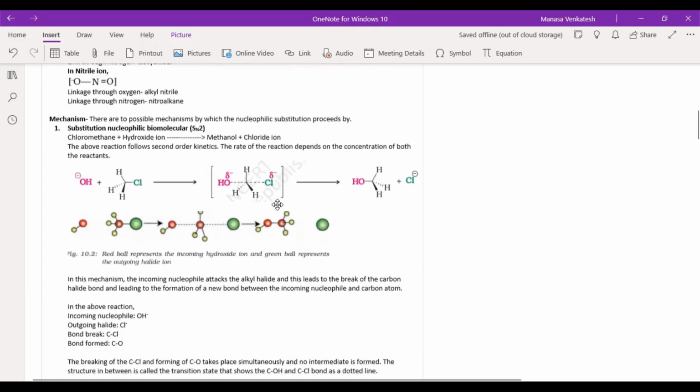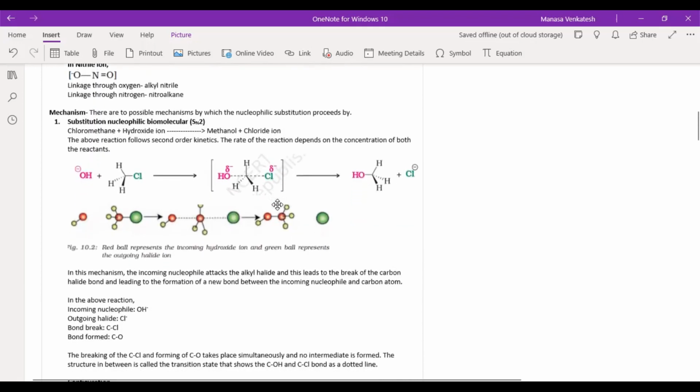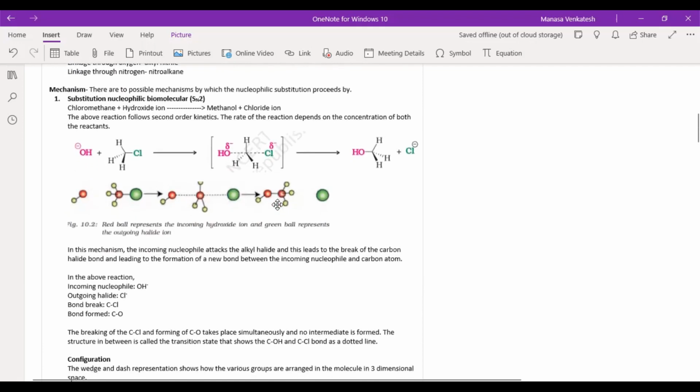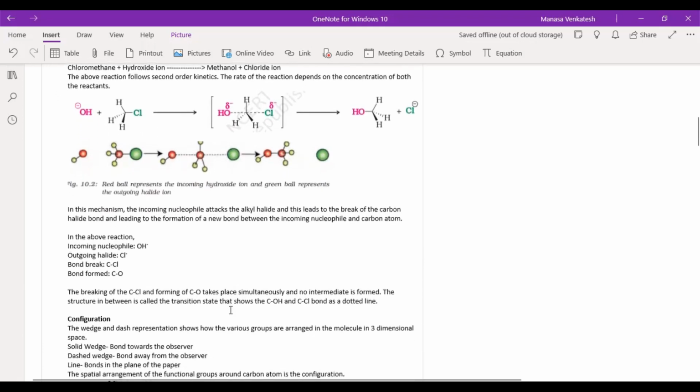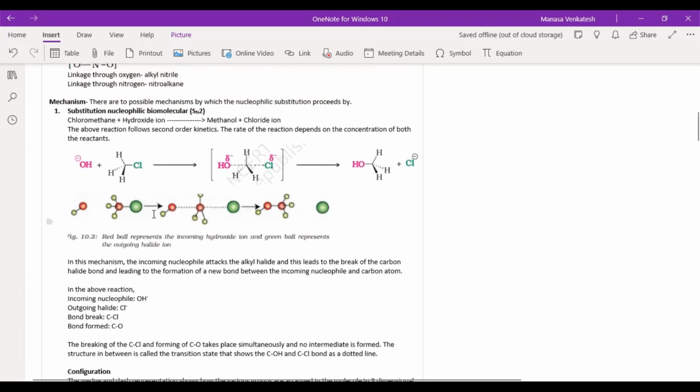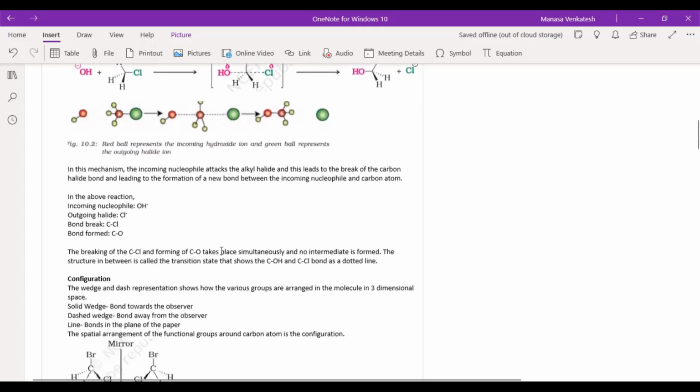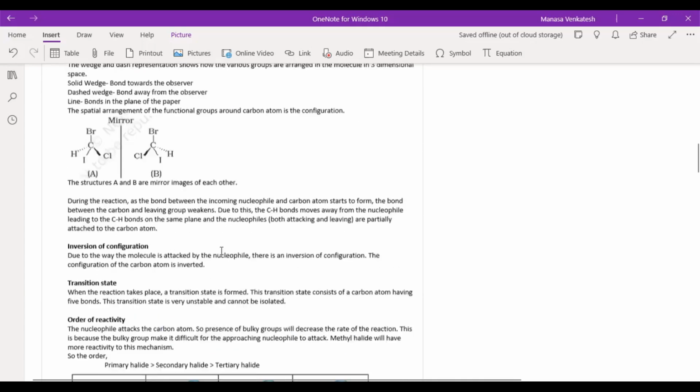Now, the mechanism is what is important over here. You have two mechanisms for nucleophilic substitution: SN1 and SN2. Again, this is going to be very much in brief, and I'll be doing it in detail in the next video.